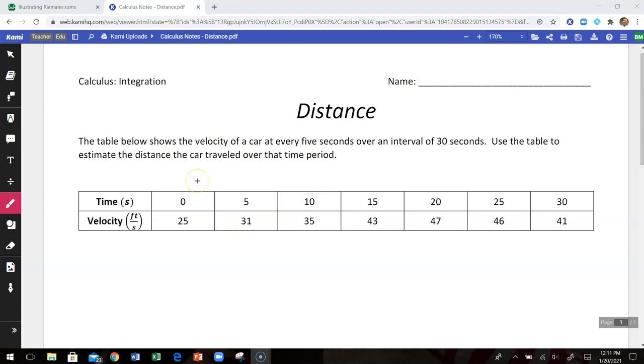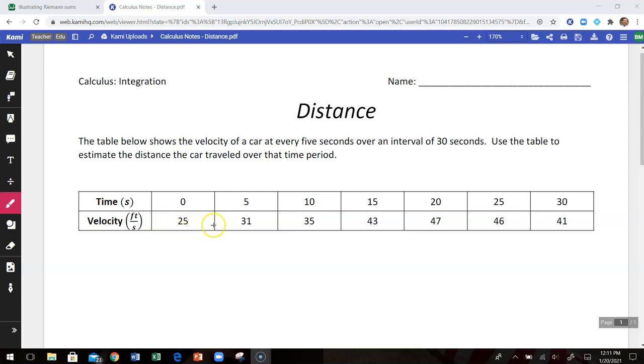In this video, we are going to use our idea about area under a curve and apply that to distance. The table shows the velocity of a car at every 5 seconds over an interval of 30 seconds. So every 5 seconds, we're checking what the speed of the car is. We totaled a time of 30 seconds.